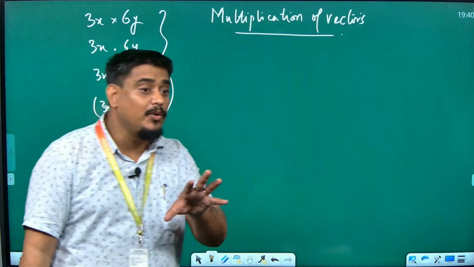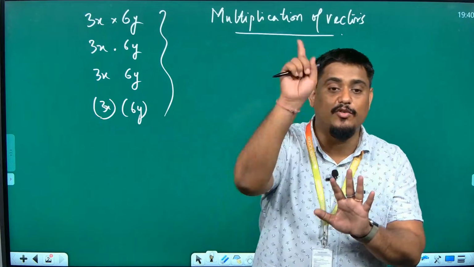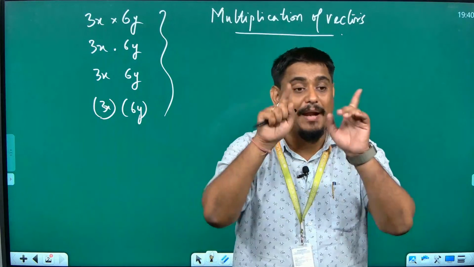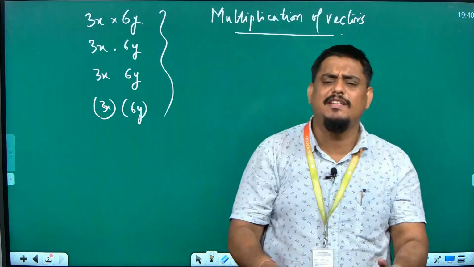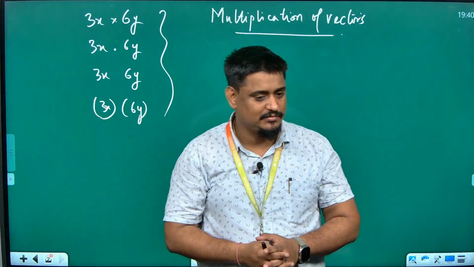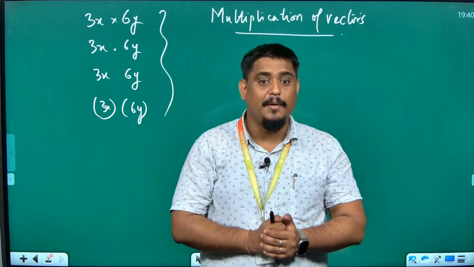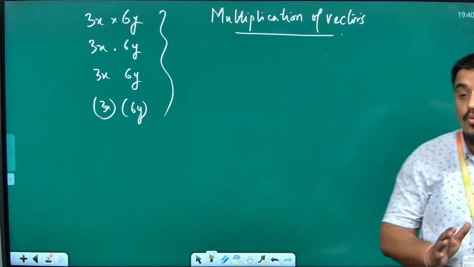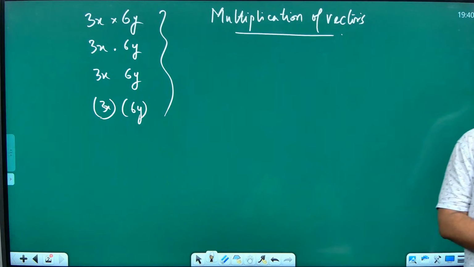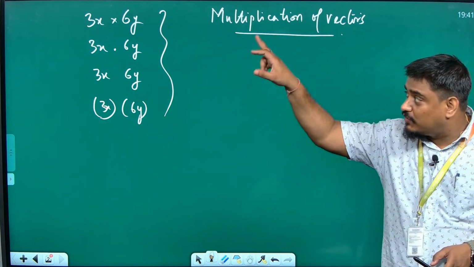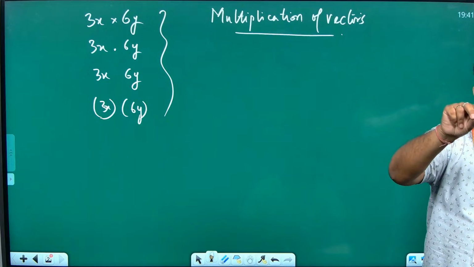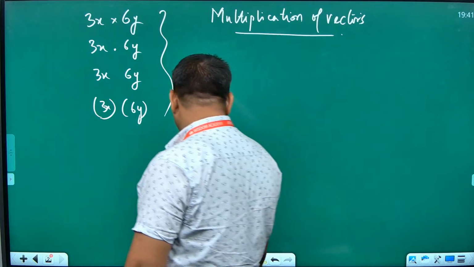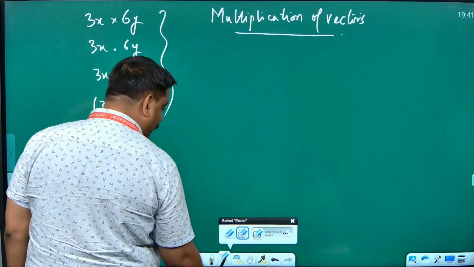From your childhood in scalar multiplication, whether you are using into, whether you are using dot, whether you are using bracket, whether you are not using anything, you multiply them. That's how we do from our childhood. But now, if you have vector quantities and you want to multiply them, cross will give a different result, dot will give a different result. So now we are going to learn about various methods by which we multiply two vector quantities.